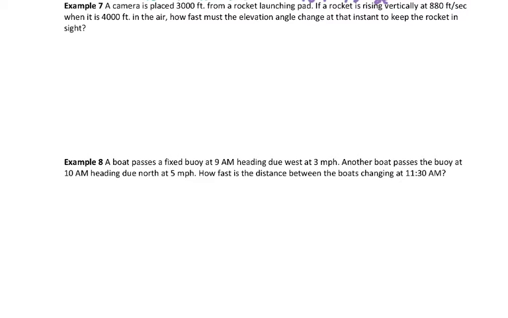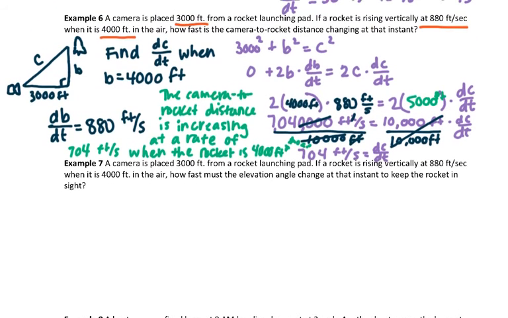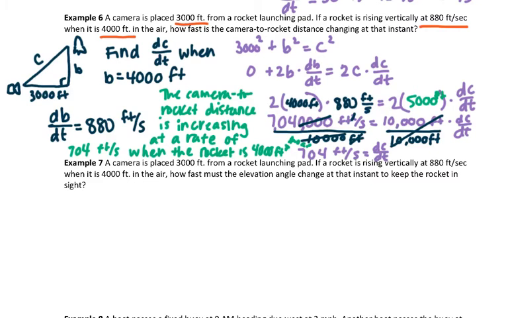A camera is placed 3,000 feet from a rocket launching pad. This sounds familiar. Wait a minute. Is this the same problem? Okay, so it's almost the same. It says how fast must the elevation angle change at that instant to keep the rocket in sight? Interesting. So we're still using the same diagram, but they're asking a very different question.